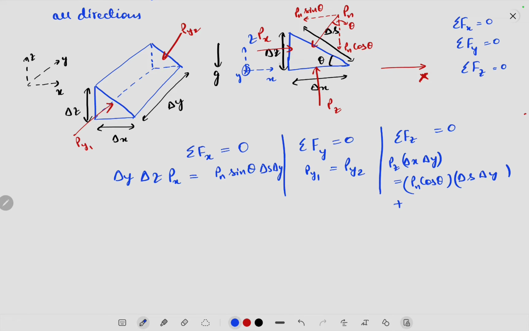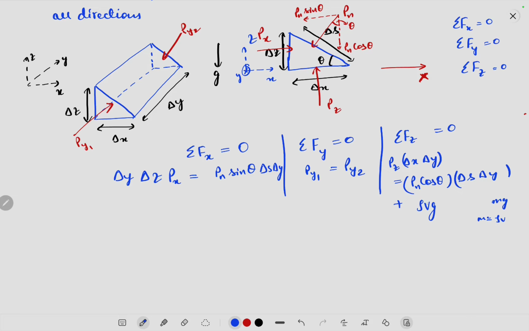Now let's say rho is the density of this fluid element, then what would be the weight of this fluid element? What is the weight? Mg. We can write m equal to rho v, where rho is the density and v is the volume of this fluid element, times gravity. This will be the force due to gravity on this fluid element along the z direction.